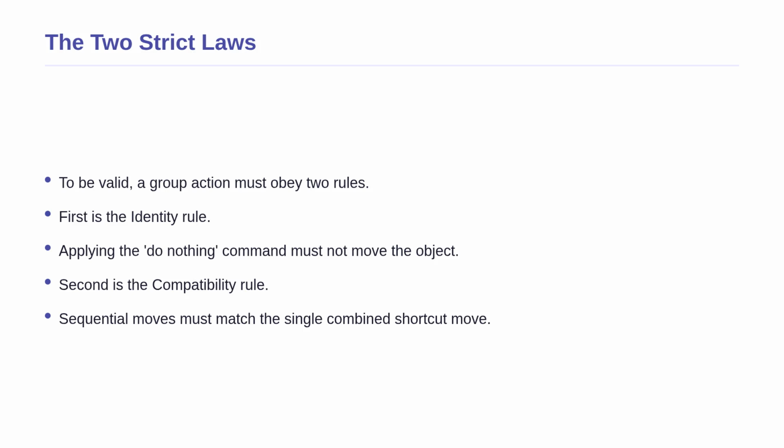This mapping formula we just saw leads us to an important question. What makes an action mathematically valid? To be a true group action, the rule must obey two strict laws. The first is the identity rule. Every group has a do-nothing command, and applying it must leave the object exactly where it is. The second is the compatibility rule. If you apply two commands one after the other, the final position must be exactly the same as if you had combined the two commands first into a shortcut and applied that single shortcut move.